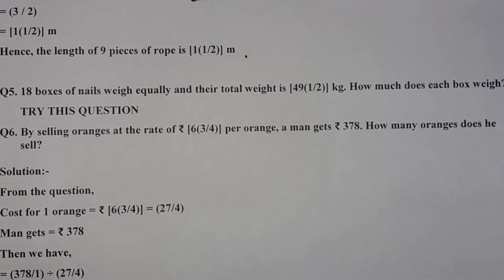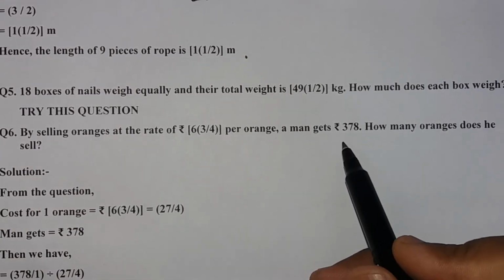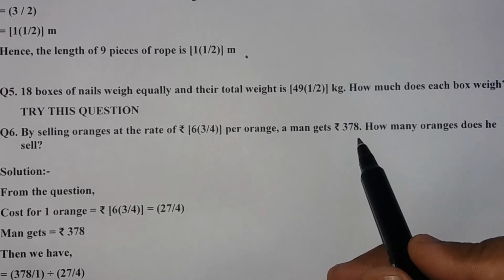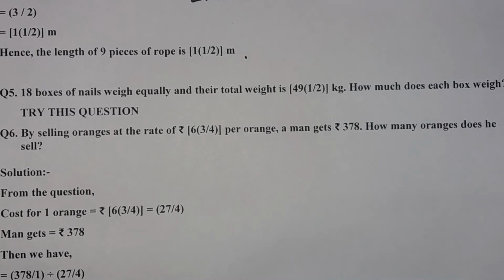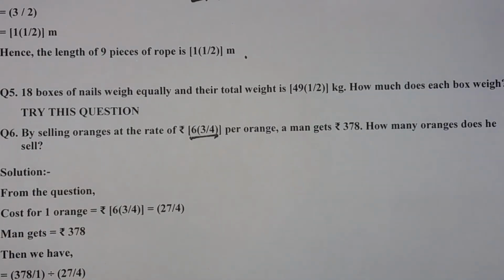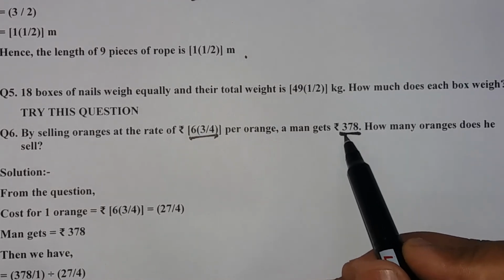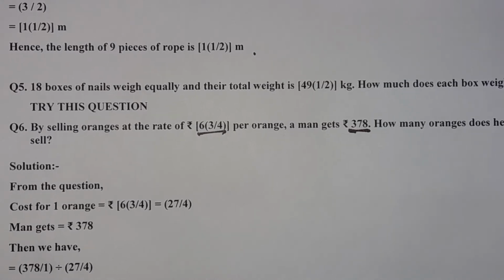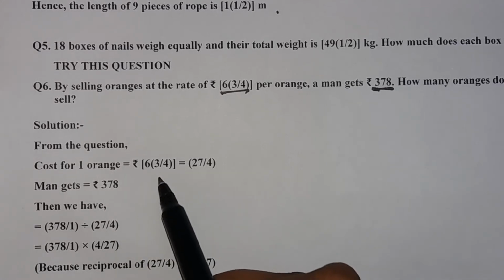By selling oranges at the rate of rupees 6 whole 3 upon 4 per orange, a man gets rupees 378. How many oranges does he sell? That means we have been given the cost of one orange, and we have to tell how many oranges he will sell for rupees 378. So according to this question, the cost of one orange is 6 whole 3 upon 4.